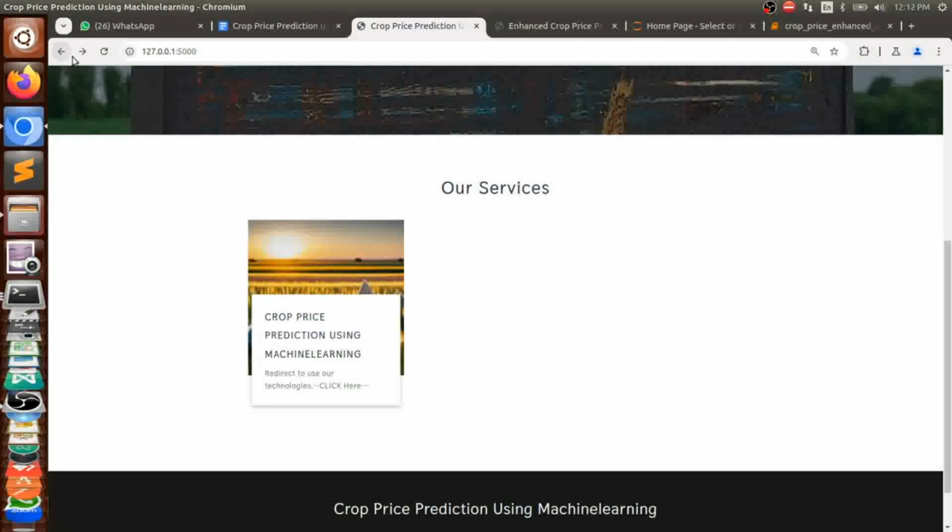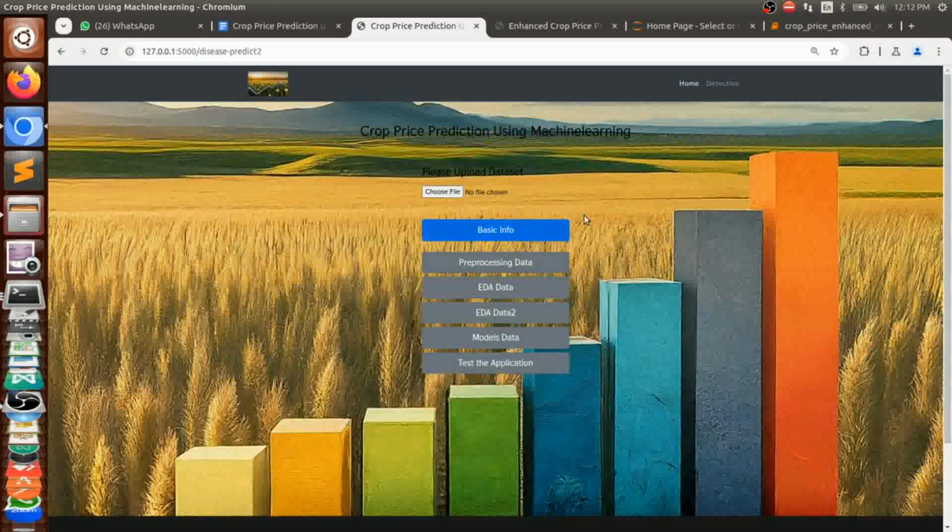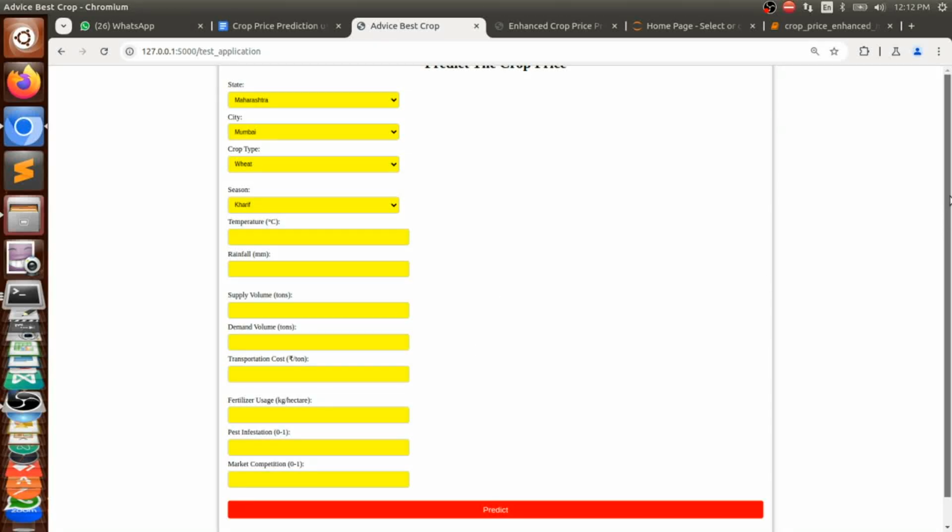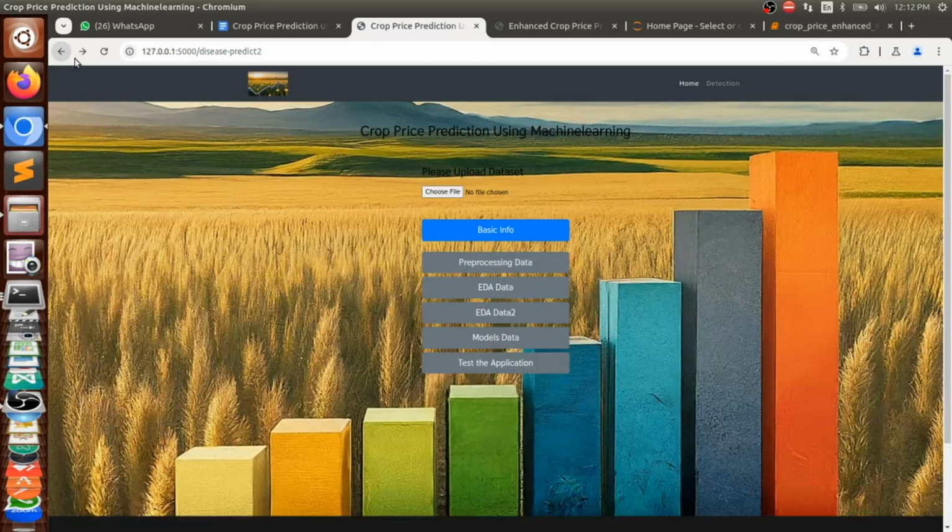This is our front end and back end, where you can get all these things. If you upload the dataset, you can get basic information, you can pre-process, you can get EDA1 and EDA2 with a graphical analysis. You can build models by clicking on the model's tab. Then you can test the application over the inputs. You can give the details, and based on these details, you will be able to get the crop price. Now, without delay, we'll start to discuss the topic.